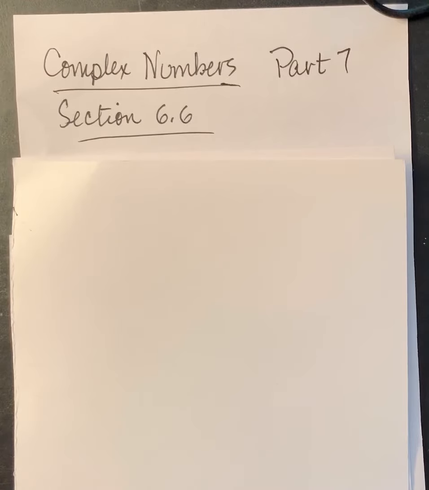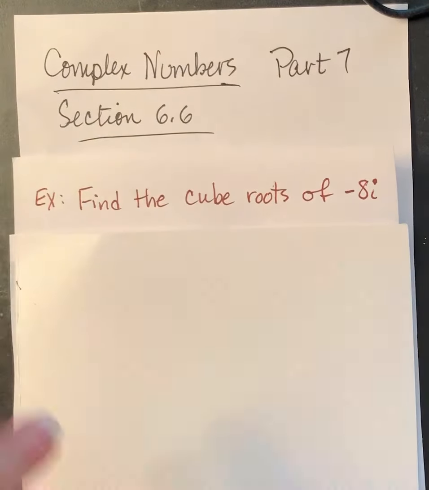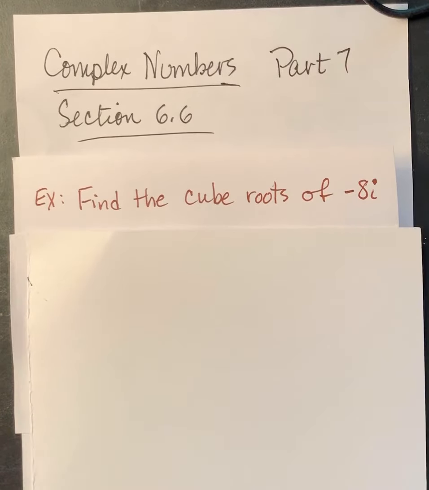Okay, this is complex numbers, part 7. This will be one where we work out a full problem. The question says, find the cube roots of negative 8i. So they're giving us a complex number in standard form, and we need to find the cube roots. And that usually means that you also want to give your answer in standard form also.